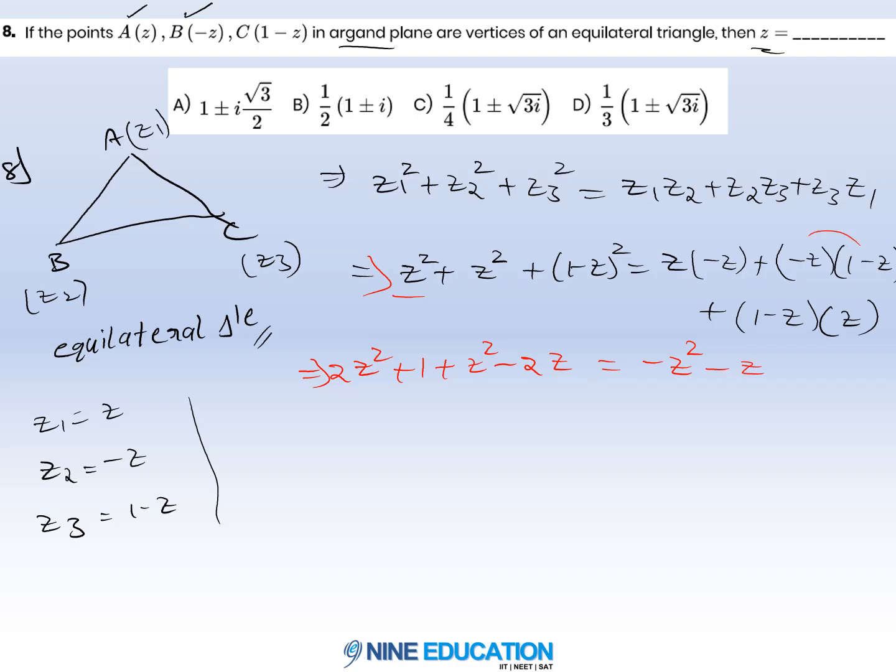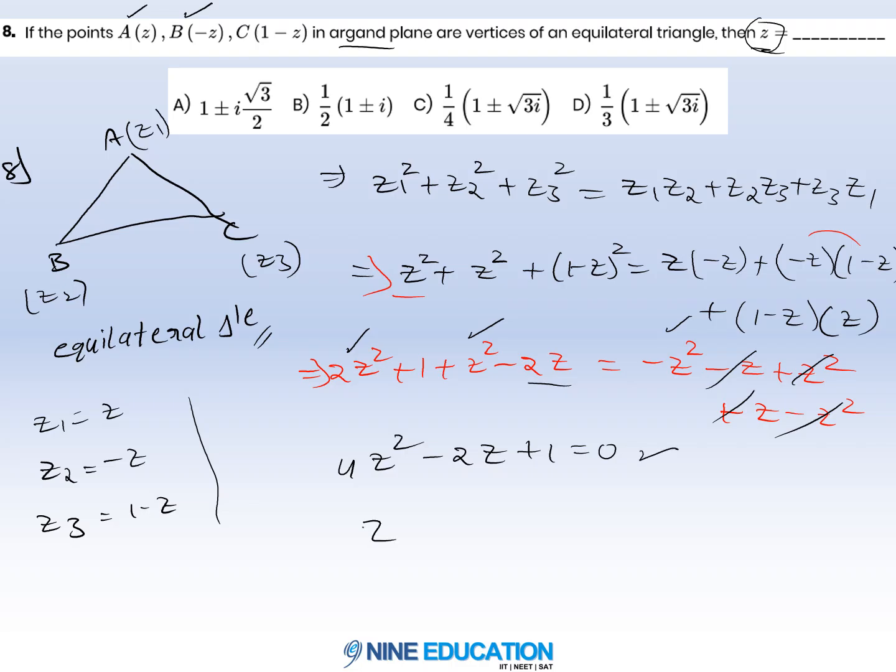Multiply these two brackets: minus Z plus Z square. Multiply these two brackets here: so plus Z minus Z square. So minus Z plus Z gets cancelled, and in the same way Z square and minus Z square get cancelled. We are left with 2Z square plus Z square, 3Z square, shifted to LHS. So we'll get 4Z square minus 2Z plus 1 equals 0. We are supposed to find the Z value. So we got one equation in terms of Z, a quadratic equation. So find roots for this. That will give us the Z value.